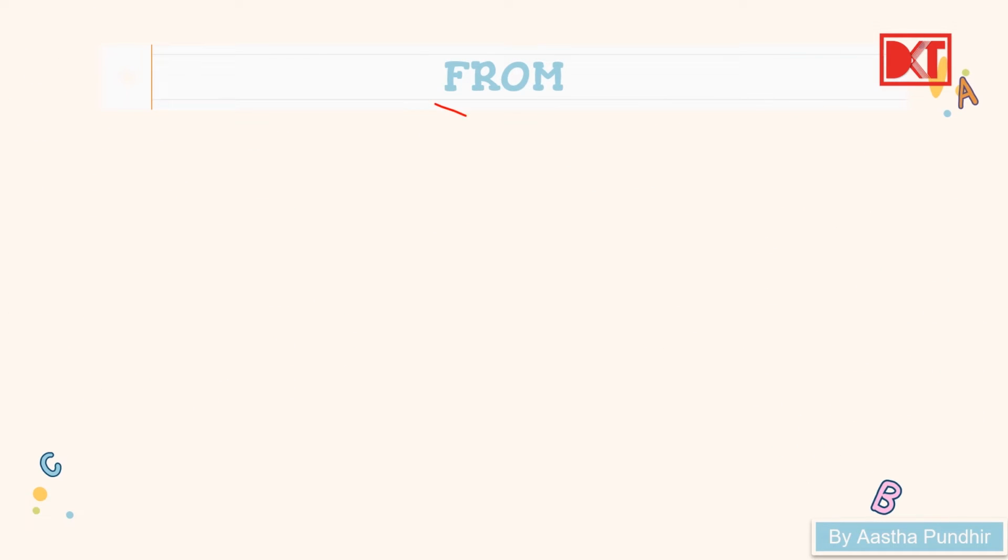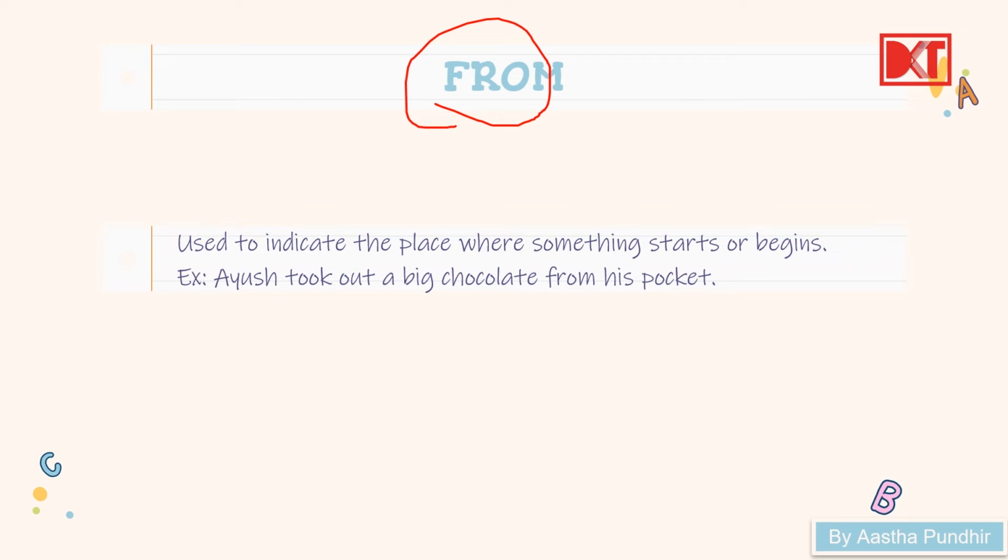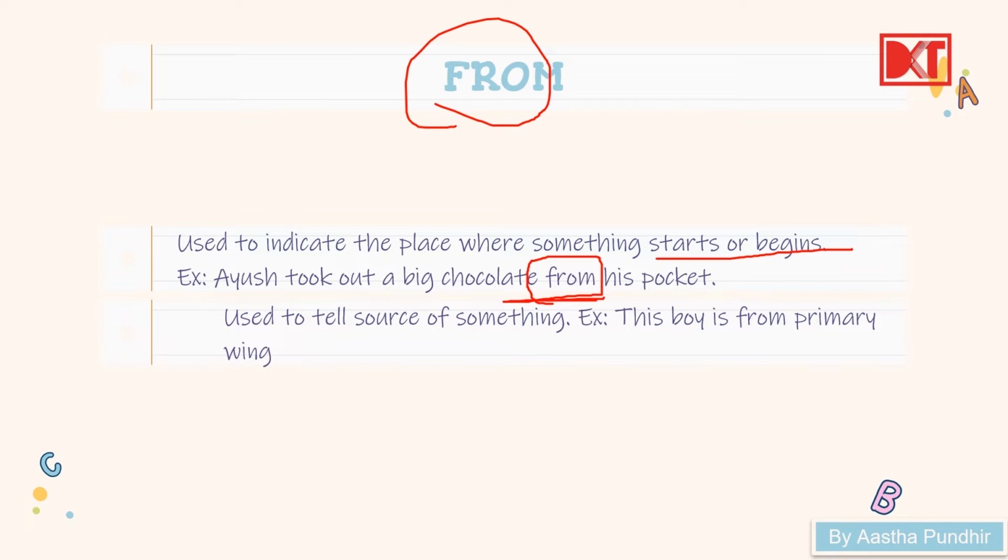Next preposition is from. Where can we use from? Used to indicate the place where something starts or begins. Example, Ayush took out a big chocolate from his pocket. From, where something starts or begins. तो उसने कहाँ से शुरू करी, कहाँ से निकाली chocolate? From his pocket, from.